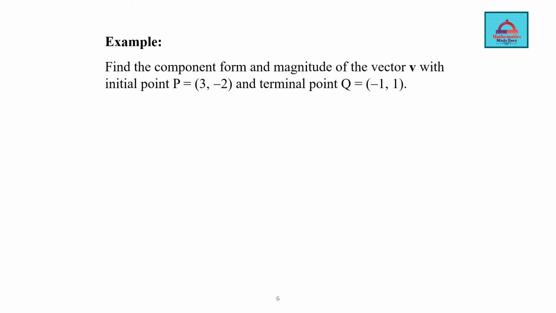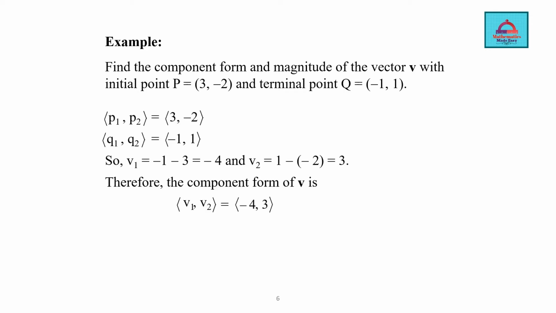So let's solve a question. You are given a vector pq such that the initial point p is 3 comma minus 2, the final point or terminal point q is minus 1 comma 1. So you need to find the component form. So you will subtract the components, that is minus 1 minus 3, that will give you minus 4, and 1 minus of minus 2, that is 3. So you are subtracting. Which formula are you applying? q1 minus p1, q2 minus p2. So that's the component. So you get it as minus 4 comma 3.